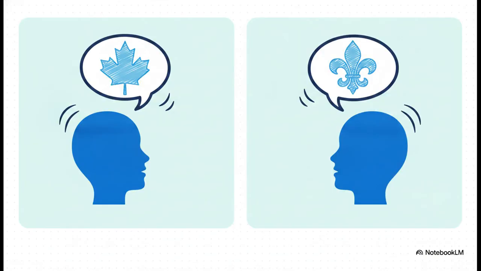The key terms you need to know here are Anglophones, which means people who speak English as a first language, and Francophones, meaning people who speak French as a first language. English and French are the country's official languages, and the federal government is actually required by law to provide services throughout Canada in both of them.